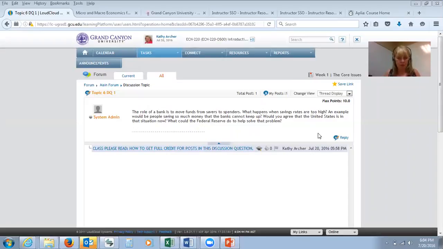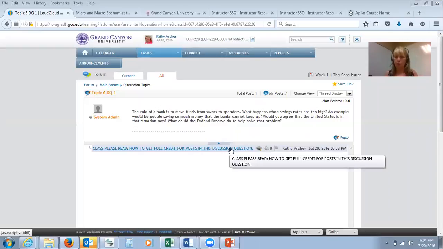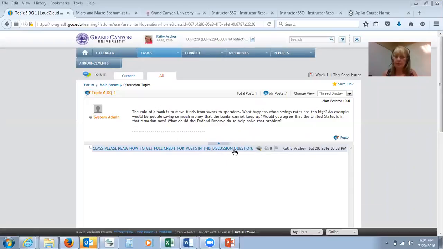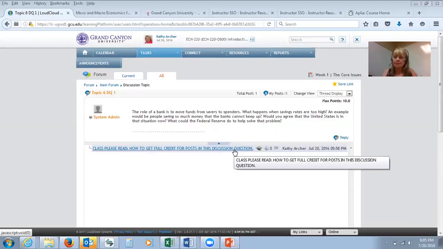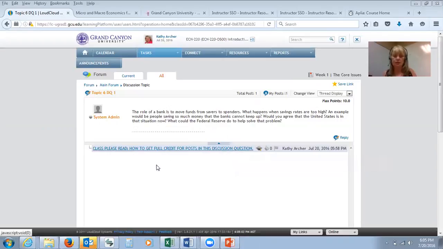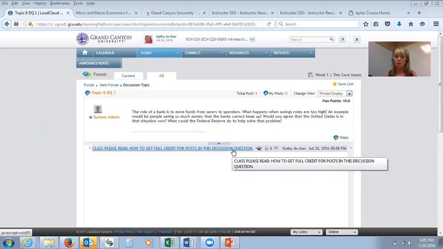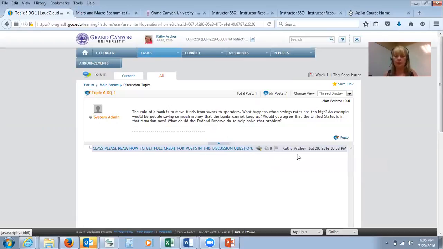So, before we go much further, we should also look at what's required for this DQ, because as it stands right there, it skips some key steps of logic. And so we want to connect those dots in our answers. So let's look at, class, please read how to get full credit for posts in this discussion forum right here and see what I'm requiring.